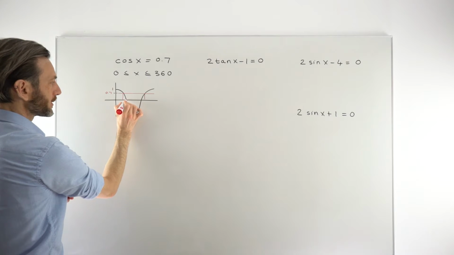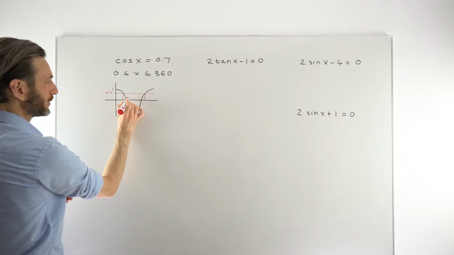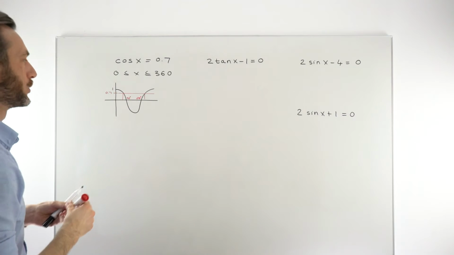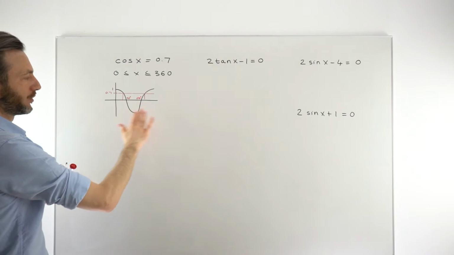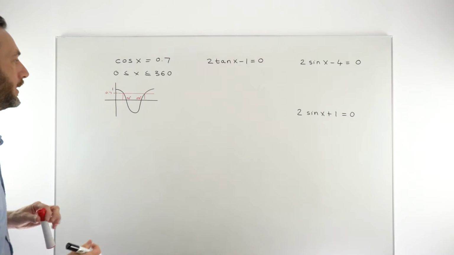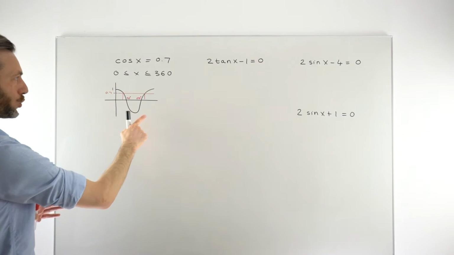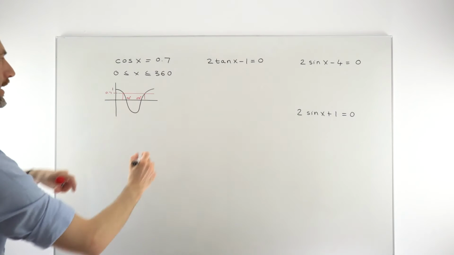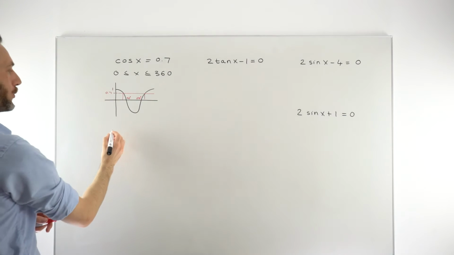The first one is somewhere a little less than 90 degrees, which is that point there. The second one is a little more than 270 degrees. We can use that to visualize roughly where the solutions are going to be. The other way you can visualize your solutions is using the cast method, and we'll chat about that in a moment. But how do we actually go about solving this equation?